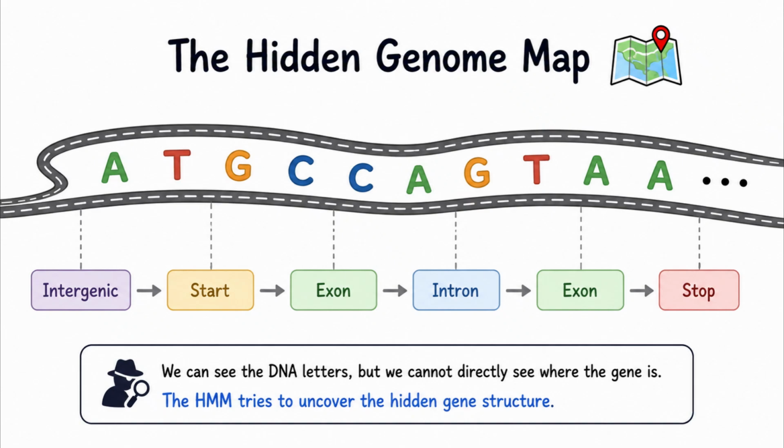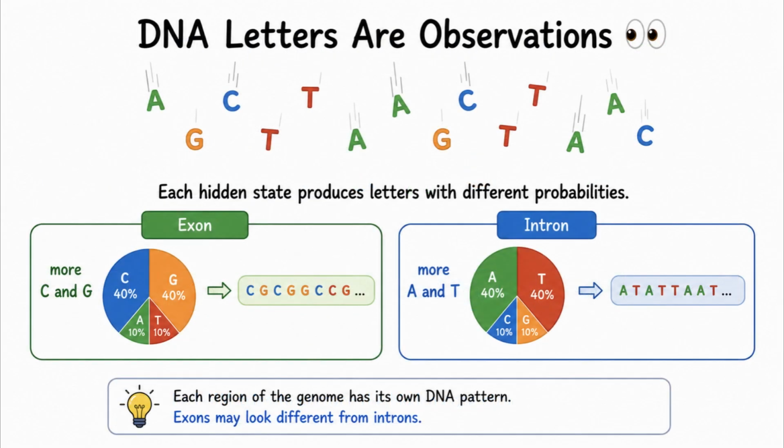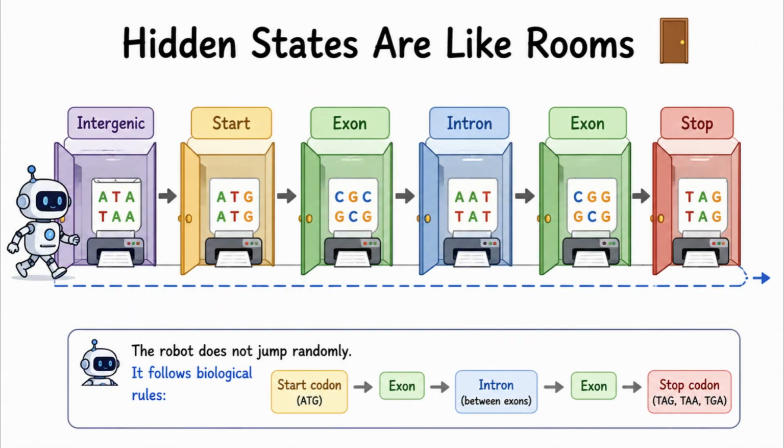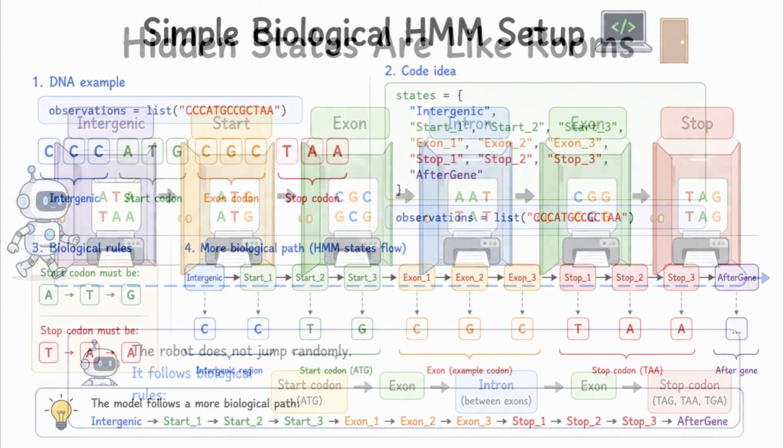We can see the DNA letters, but we cannot directly see where the gene is. The HMM tries to uncover the hidden gene structure. Each region of the genome has its own DNA pattern. Exons may look different from introns. The robot does not jump randomly. It follows biological rules. Start codon before exon, intron between exons, stop codon at the end.